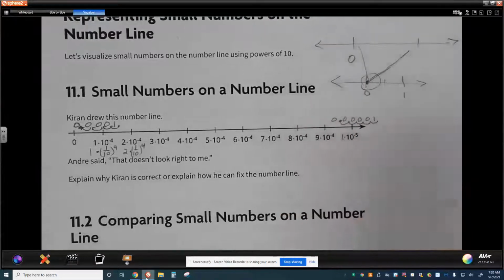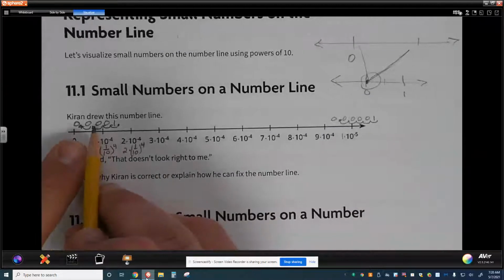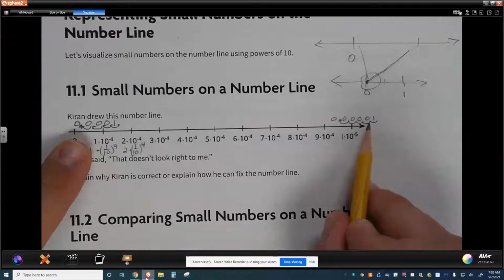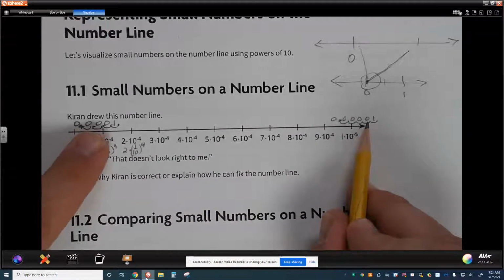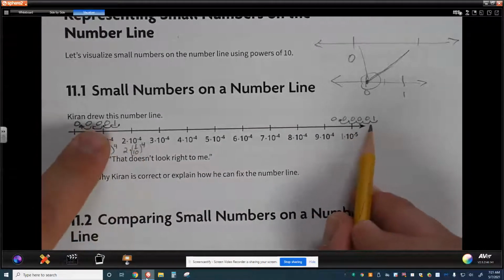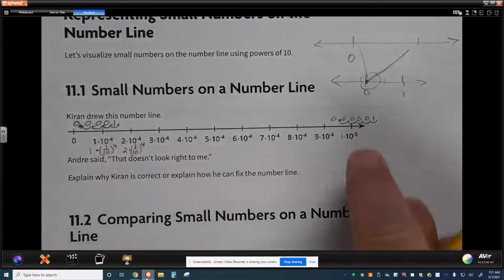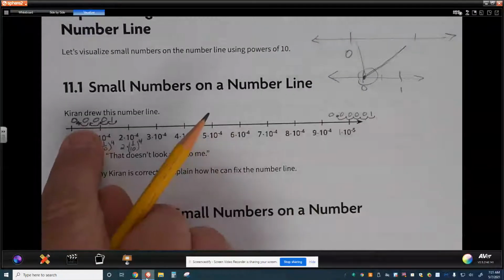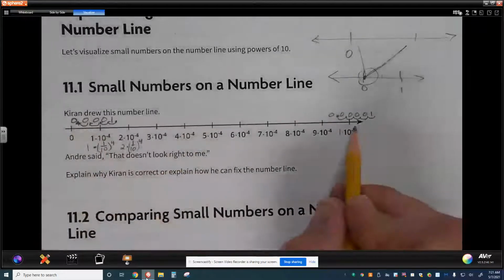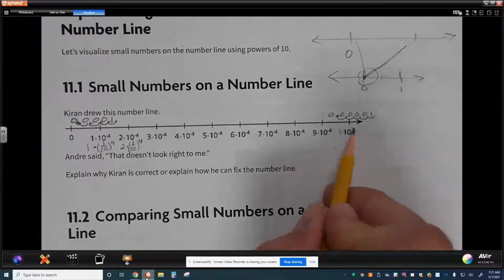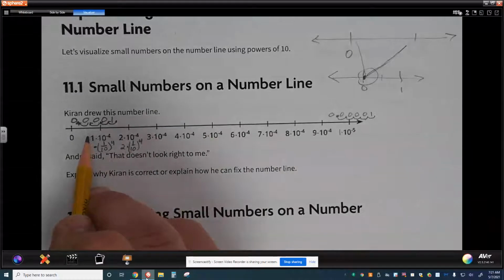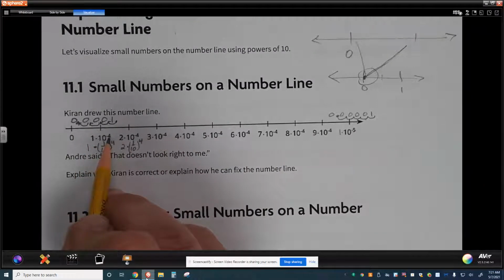Now that I have a pretty good understanding of what my numbers are, I can make this analysis to decide is Karen correct or how he can fix the number line. And the first thing that I notice here is that the end of the number line to the right has one more place value to the right of the decimal than at the beginning. I know this is not correct because that number is smaller than this number. So this 10 to the negative fifth power should actually be to the left of 1 times 10 to the negative fourth power. It should be somewhere down here.